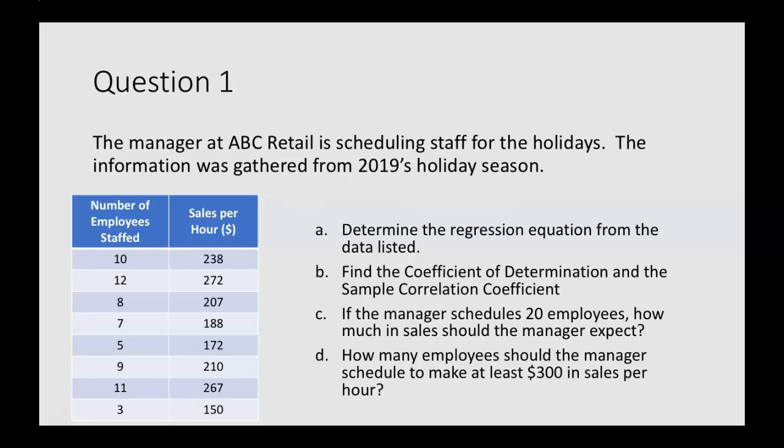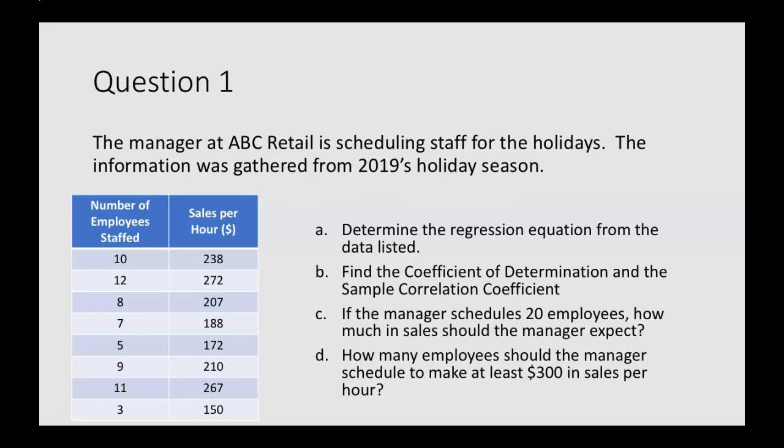So what we need to do is determine the regression equation from the data. So that's going to be find our y hat. Then we need to find our coefficient of determination, that's r squared, and the sample correlation coefficient, and that's r. And then once we do A and B, we can apply that information. So we can say, okay, if the manager schedules 20 employees, how much in sales should they expect? And how many employees should the manager schedule to make at least $300 in sales per hour?